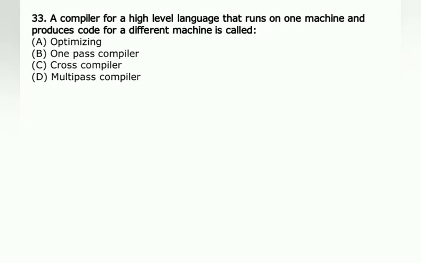A compiler for a high level language that runs on one machine and produces code for a different machine is called a cross compiler. So this compiler is capable of creating executable code for a platform other than the one in which the compiler is running. For example, a compiler that runs on a Windows 7 PC but generates code that runs on an Android smartphone is a cross compiler. A cross compiler is necessary to compile for multiple platforms from one machine.